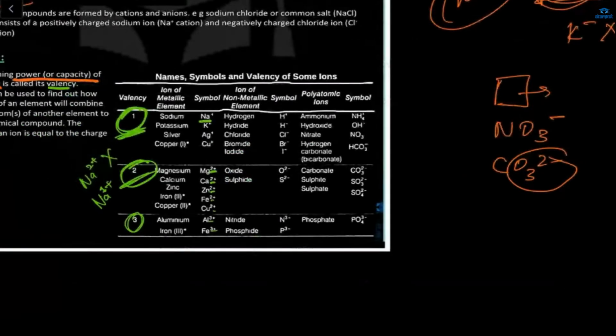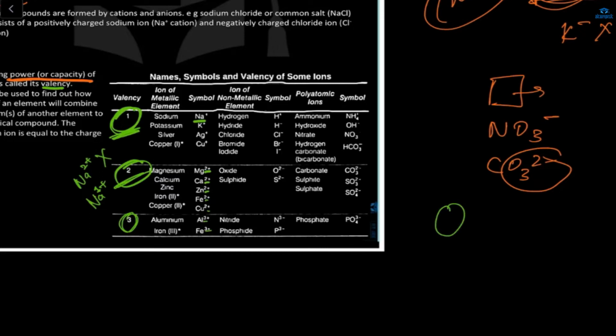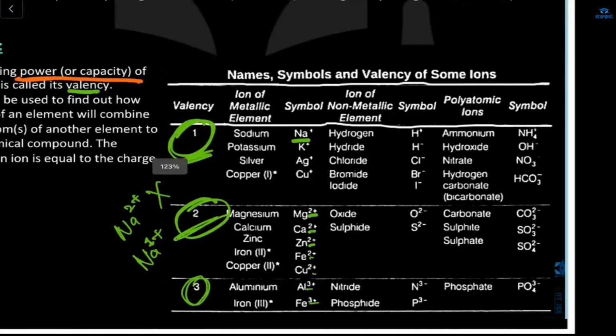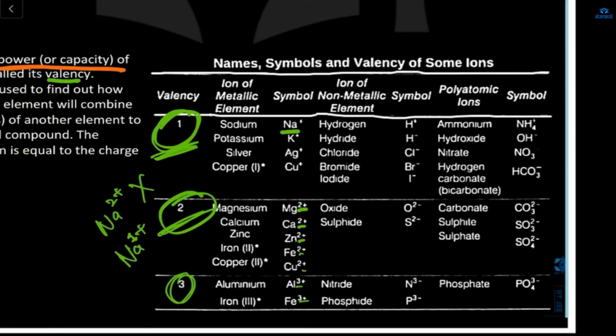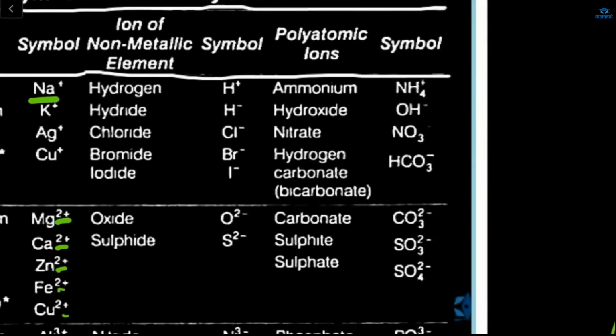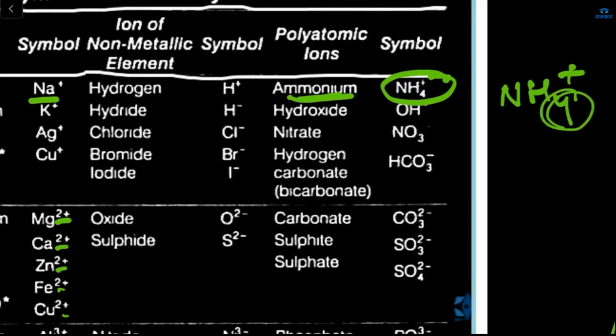If any ion has power 7, then its valency will be 7. Valency is nothing but the power of that particular ion. If I'm writing Cu2+, then the power is 2, so the valency is 2. Here also, ammonium is NH4+, which means valency is 1. We will not look at this, we will look at the power.